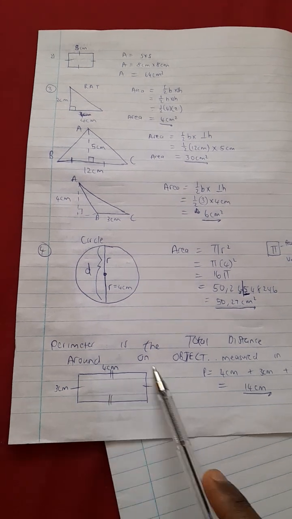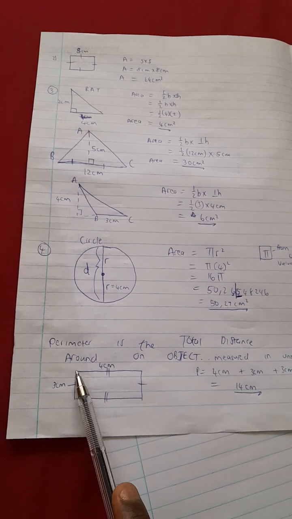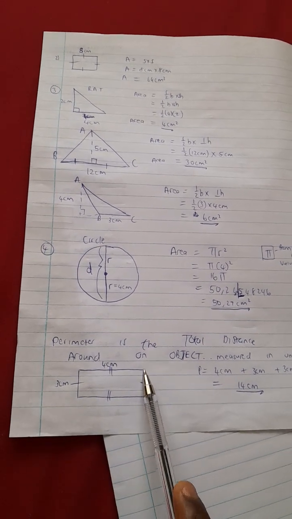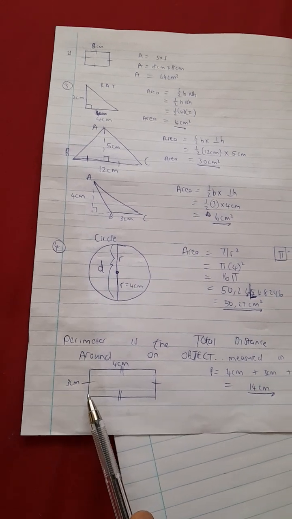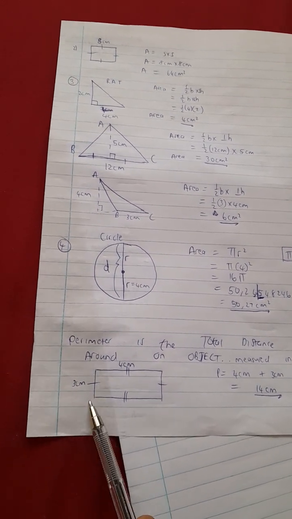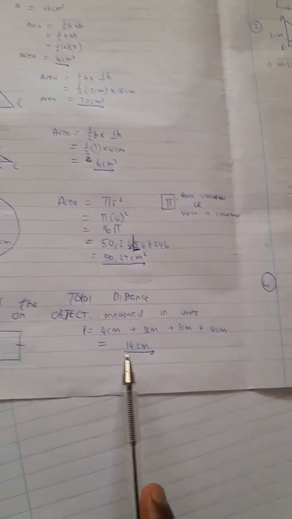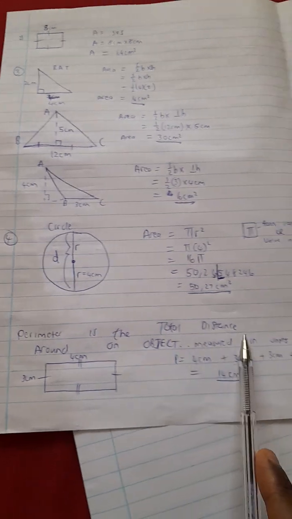So for instance, this is a rectangle. We want to calculate the perimeter. So we're going to move from here to there. How much did we cover? 4 centimeters. From here to here, plus 3 centimeters. From here to here, plus 4 centimeters. Back to where we started, from here to here, plus another 3 centimeters. So we just add all these values and we get 14 centimeters. That's our perimeter because it's the total distance around a given object.